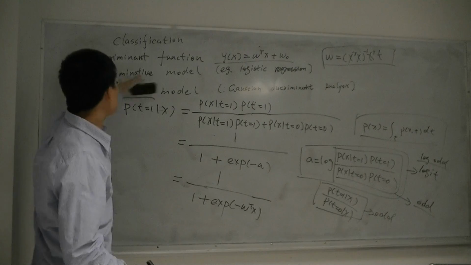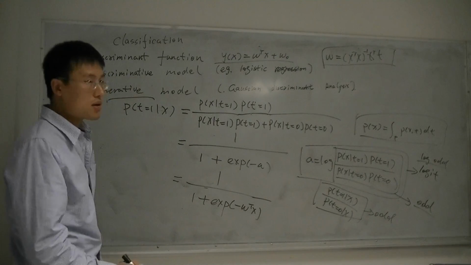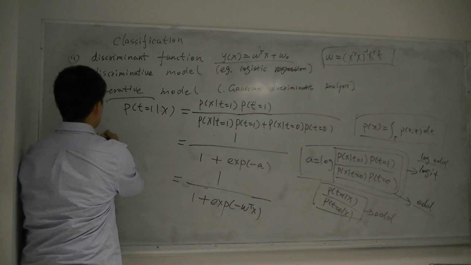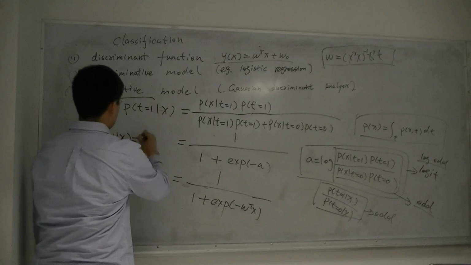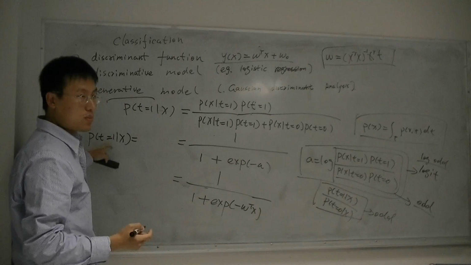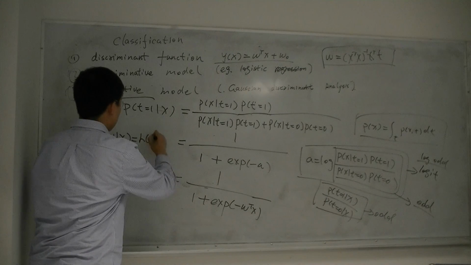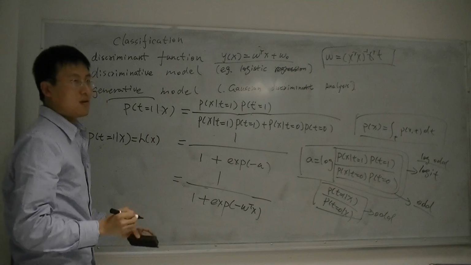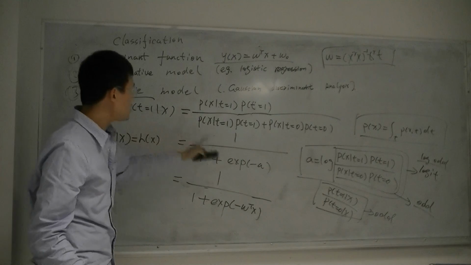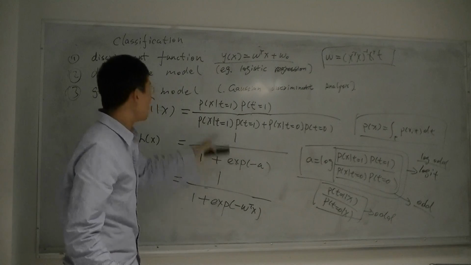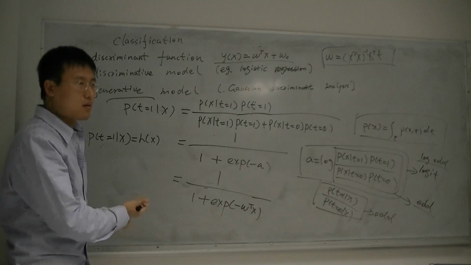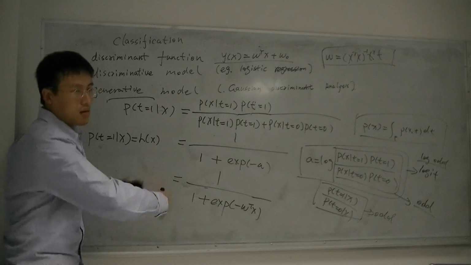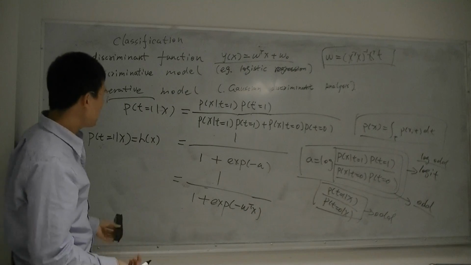So the key idea of the discriminative model is that you have the posterior distribution, and you model the posterior distribution of your input with a function. If this function is a logistic sigmoid, this is logistic regression. And you can use the probit or other functions, so you get different models.